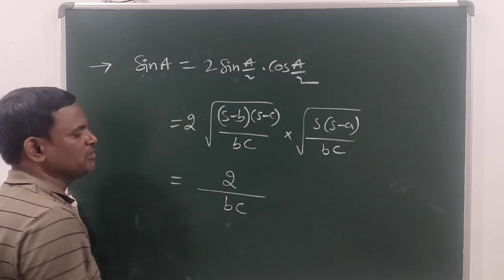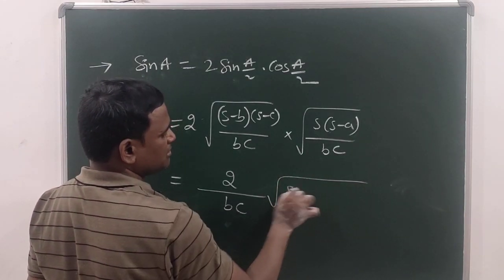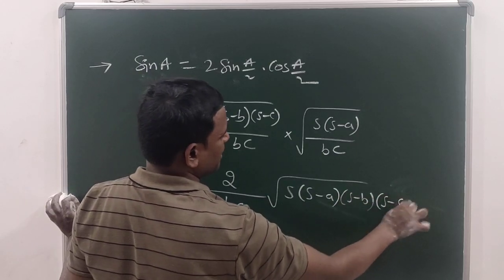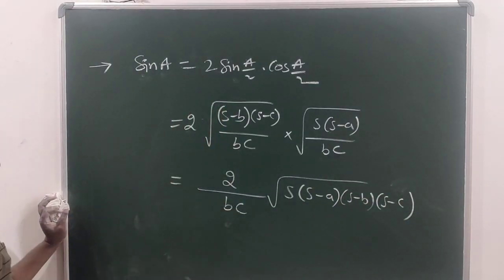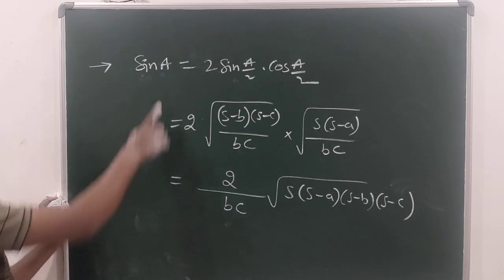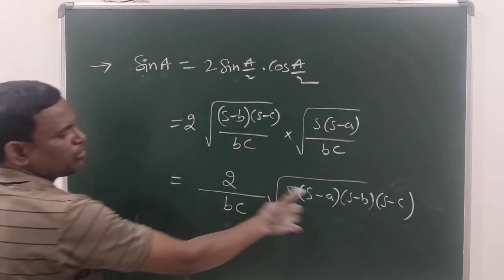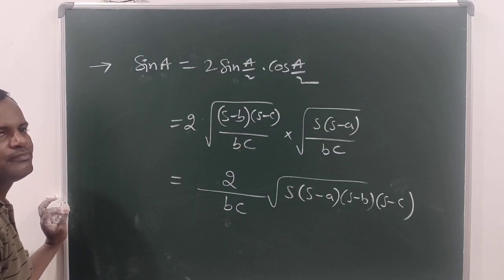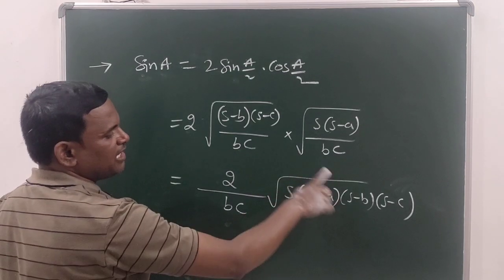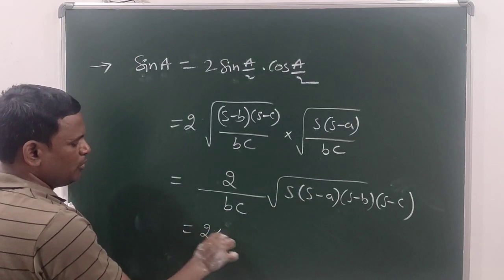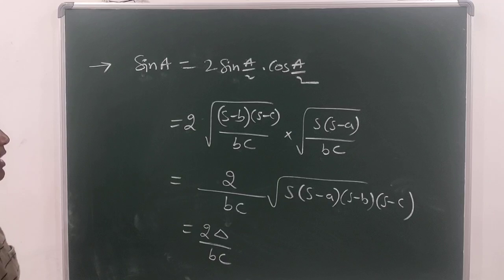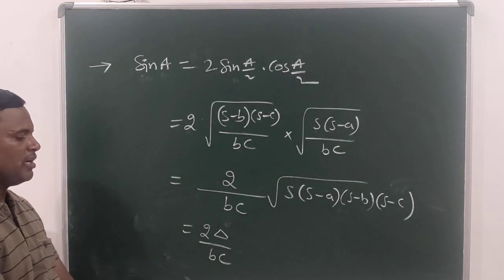Okay, what do you get, students? You can write it like this: s into s minus a, s minus b, s minus c. This is one of the formulas for sin A. Sin A is equal to 2 by bc, root of this you will get. Now students, this root is nothing but delta. So 2 delta by bc you can also write.